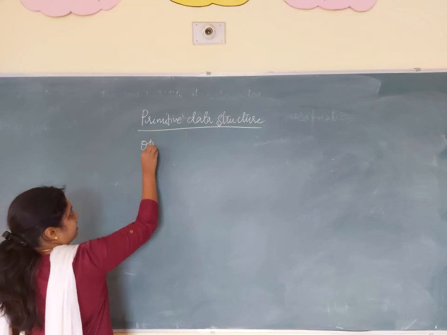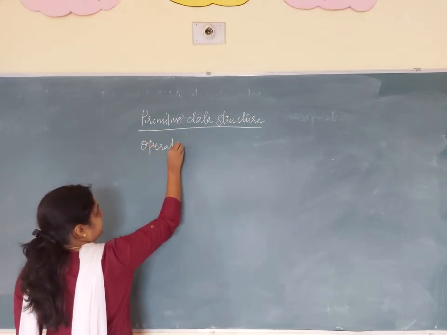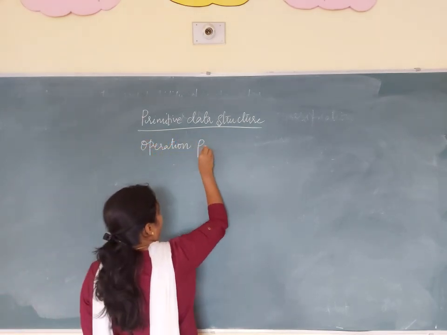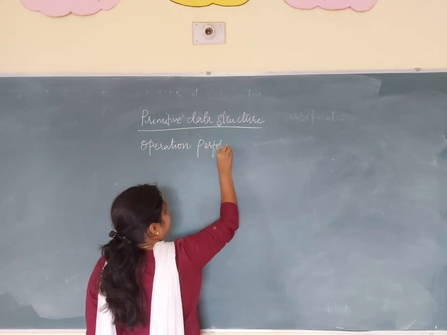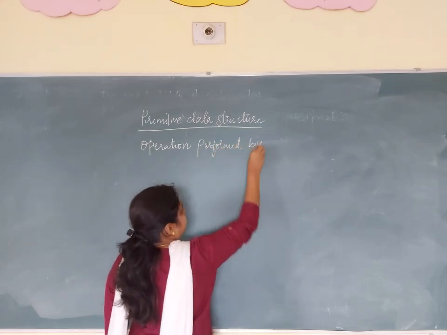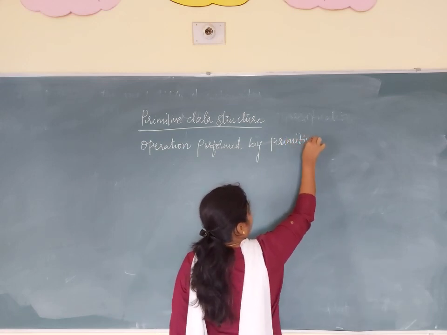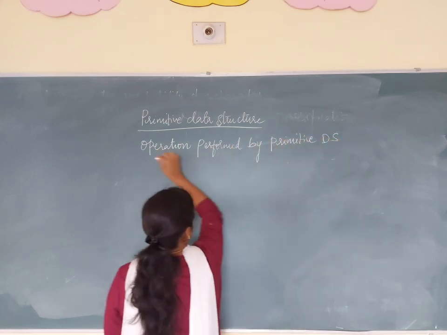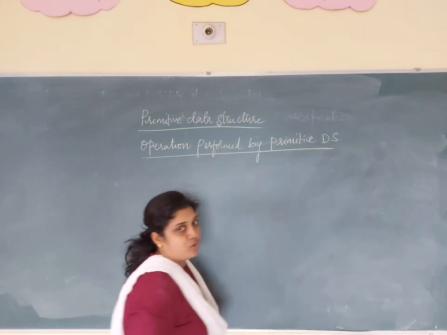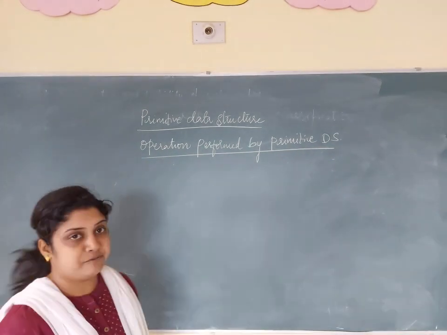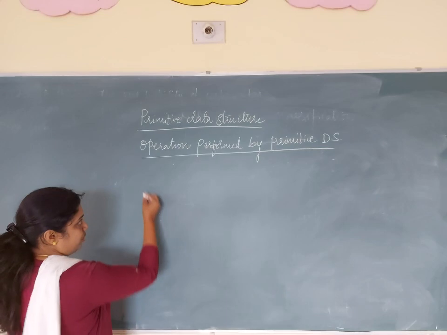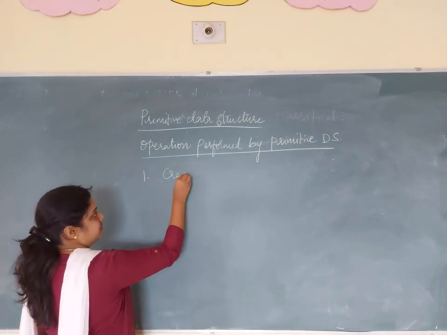This is very important. Operations performed by primitive data structure. Okay, this is very important for 3 marks. The first one is Create.